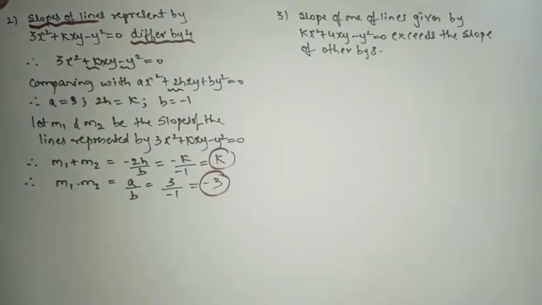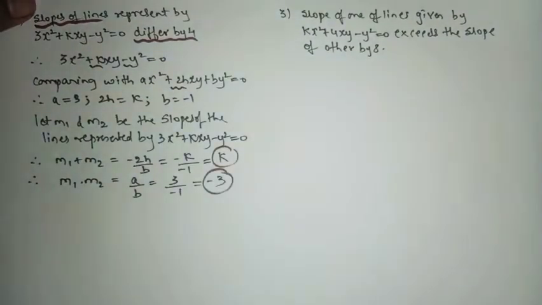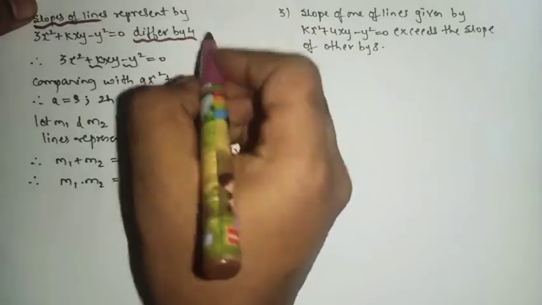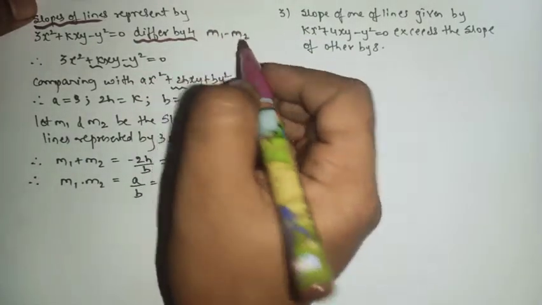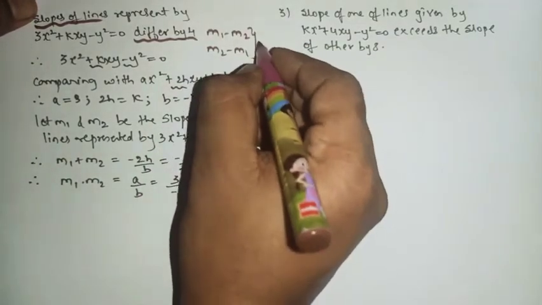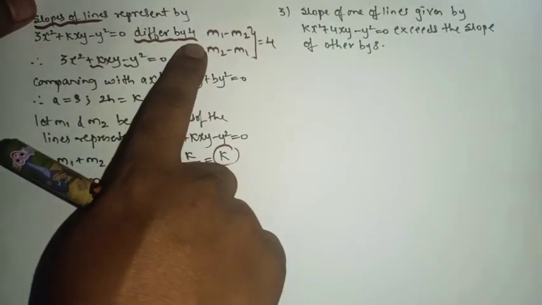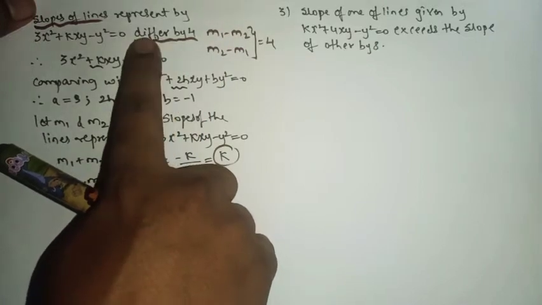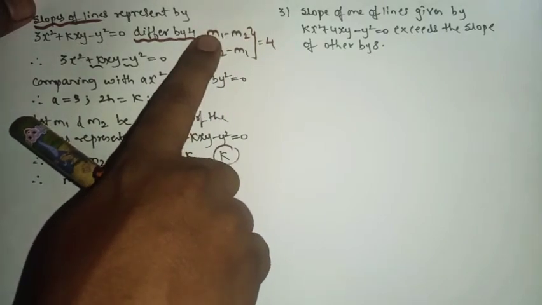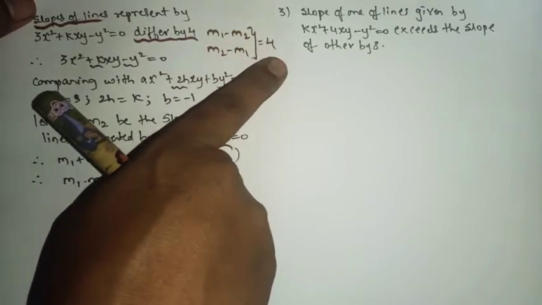So what do you mean by differ? Differ means the difference between the two slopes. Now the difference between the two slopes is 4. Now exactly we don't know whether m1 - m2 is equal to 4 or m2 - m1 is equal to 4. But in both cases the answer should be equal to 4. Got the point? So which slope will come first, whether you write m1 first or m2 first, the answer should be equal to 4.